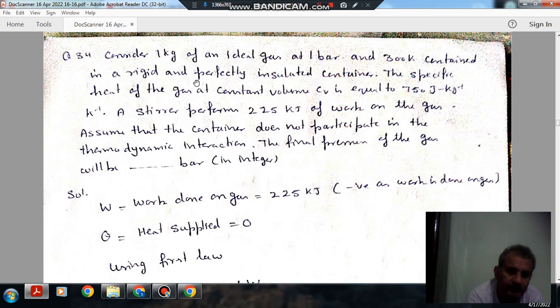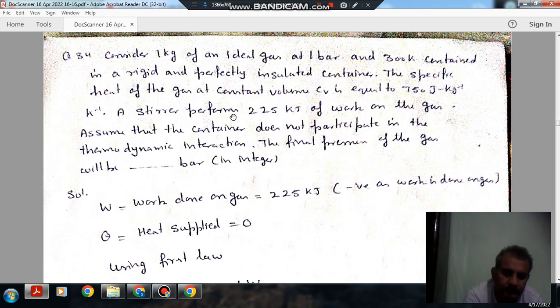Next, consider 1 kilogram of an ideal gas at 1 bar and 300 Kelvin contained in a rigid and perfectly insulated container. The specific heat of the gas at constant volume, CV, is equal to 750 joules per kilogram per Kelvin. A stirrer performs 225 kilojoules of work on the gas. Assume that the container does not participate in the thermodynamic interaction. The final pressure of the gas will be dash bar.